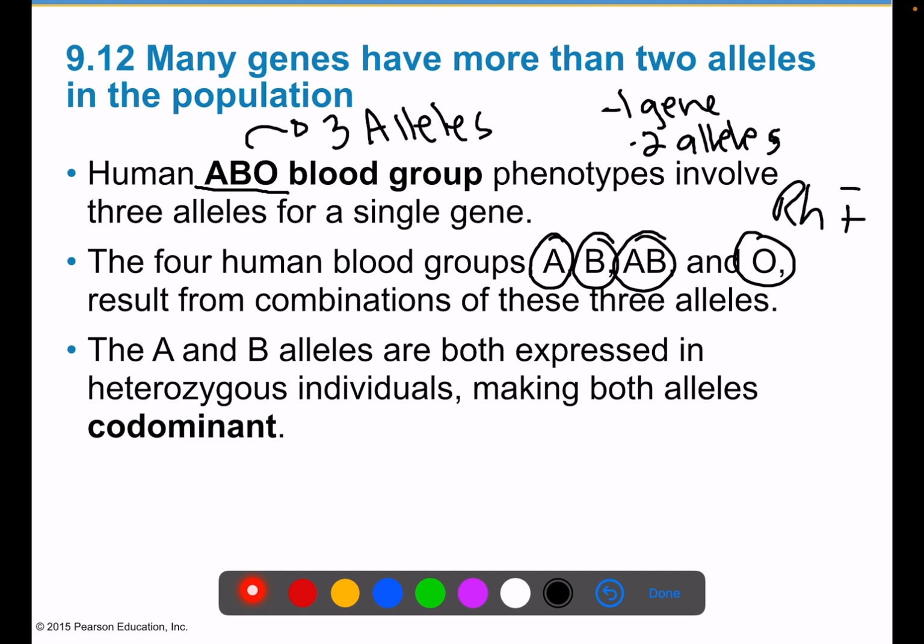You can look at the gene that controls what sugar you put on, A or B or no sugar. And then you can look at another gene that decides whether you make a protein or not. If you do, you're positive. If you don't, you're negative. This is the example of codominance right here. Whenever you say that a person is blood type AB, we're saying that they're both A and B. That's co-dominating. Both alleles are showing up on that individual.